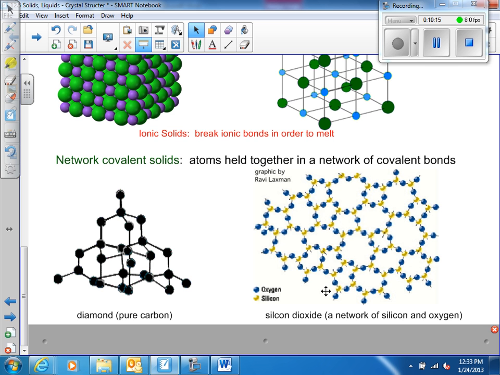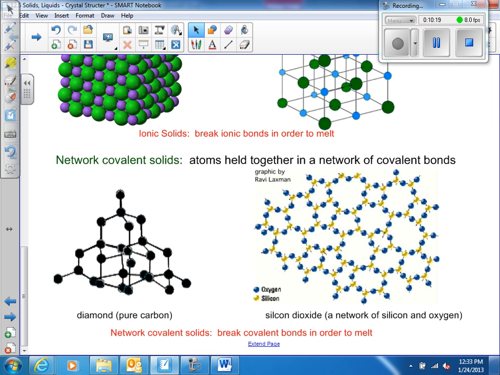On the right, we have a model of silicon dioxide, which is a network of silicon and oxygen. And again, in order to melt this whole structure, we've got to break every single covalent bond in here, lots and lots of energy.